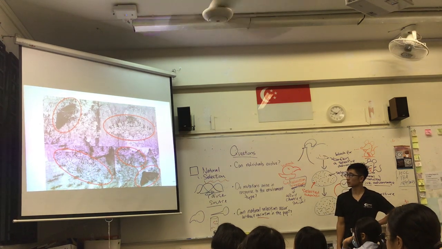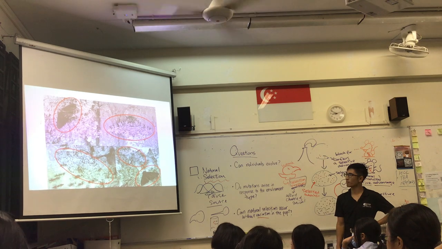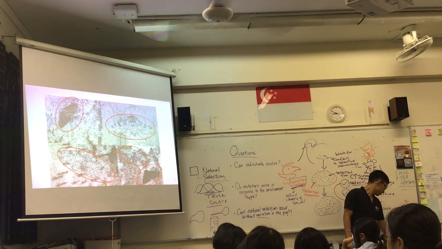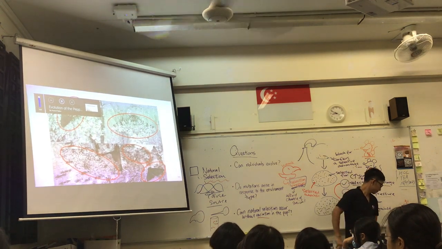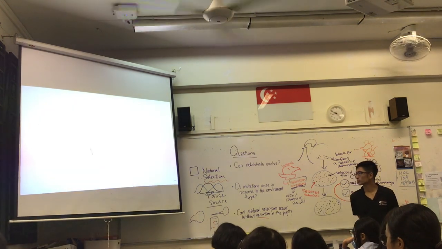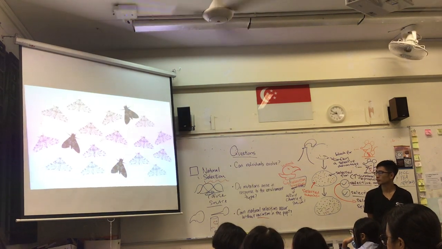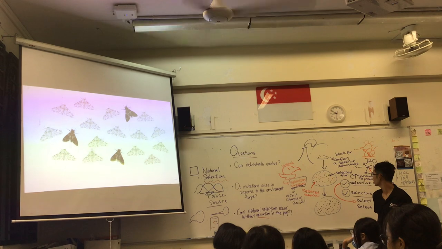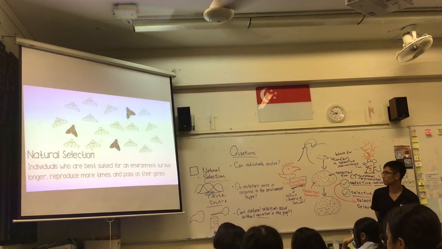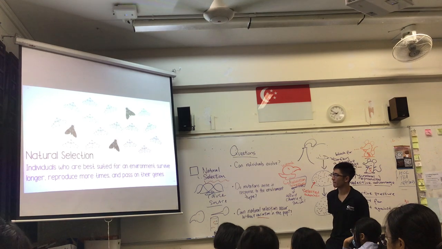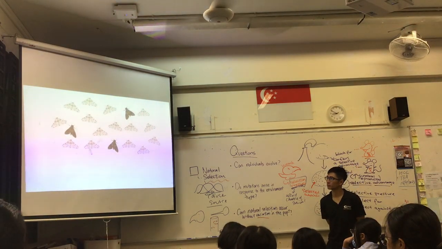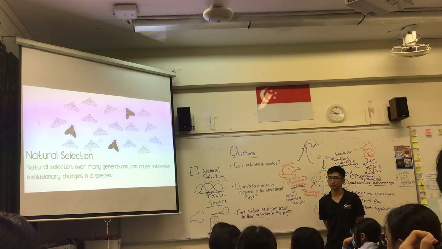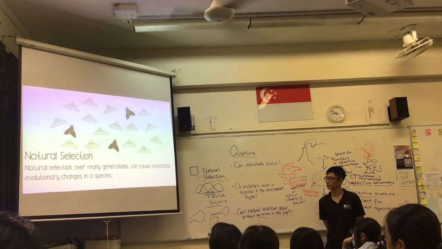The light colored moths have an advantage for survival. Their color helps them to blend into their environment and hide from hungry predators like birds. The dark colored trait was a disadvantage. Moths with this trait were more easily spotted by predators and had a lower chance of survival. Since the light colored trait had an advantage for survival, it was more commonly seen in the population. This was due to natural selection. Individuals who are best suited for an environment survive longer, reproduce more times, and pass on their genes. Natural selection over many generations can cause noticeable evolutionary changes in a species, and the peppered moth is a perfect example.